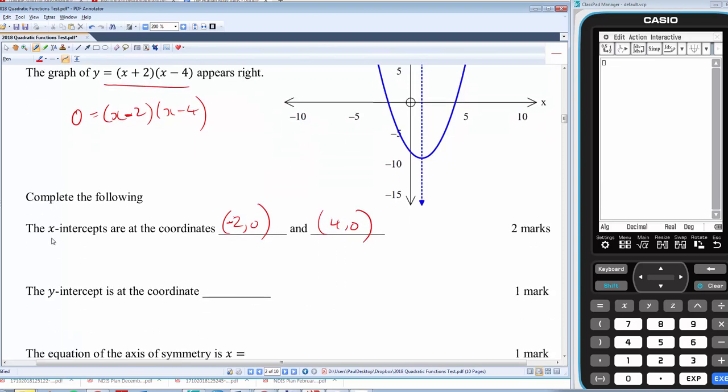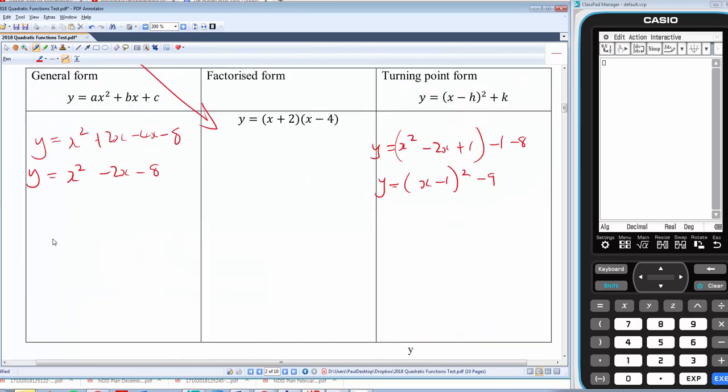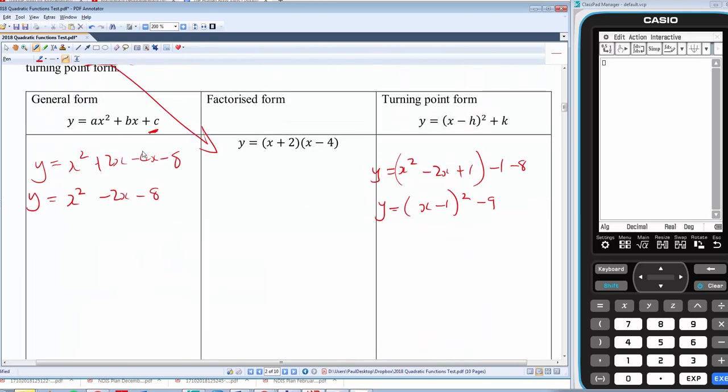Okay, the y-intercept is at the coordinate. The y-intercept can be picked up very quickly in general form from this one here, because the y-intercept occurs when x is equal to 0. So y equals 0, take 0, take 8, y equals negative 8.